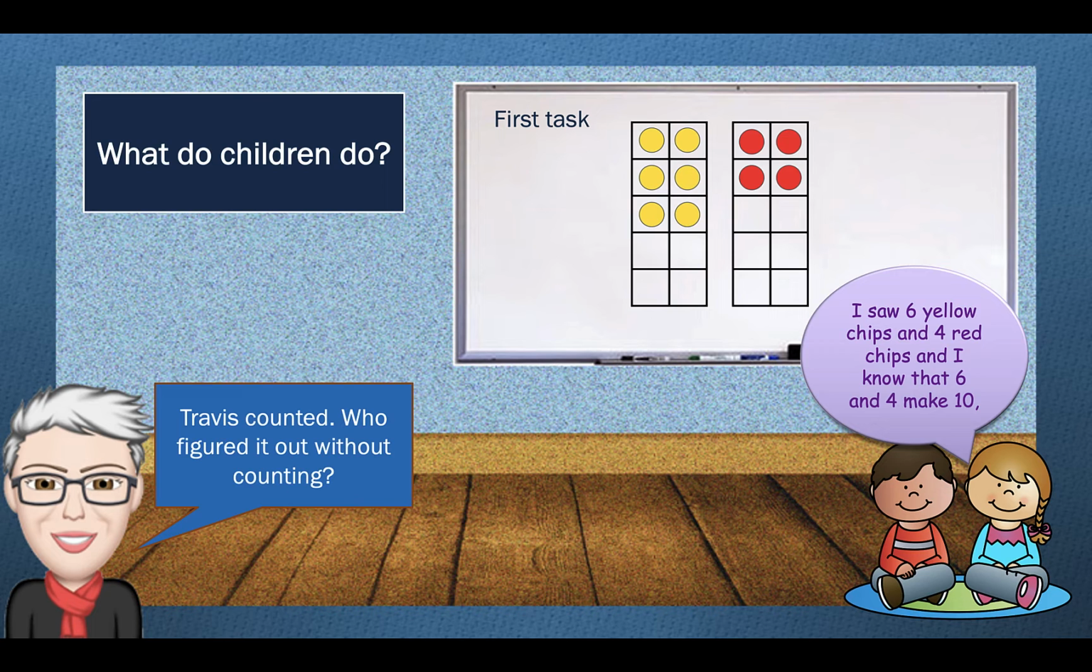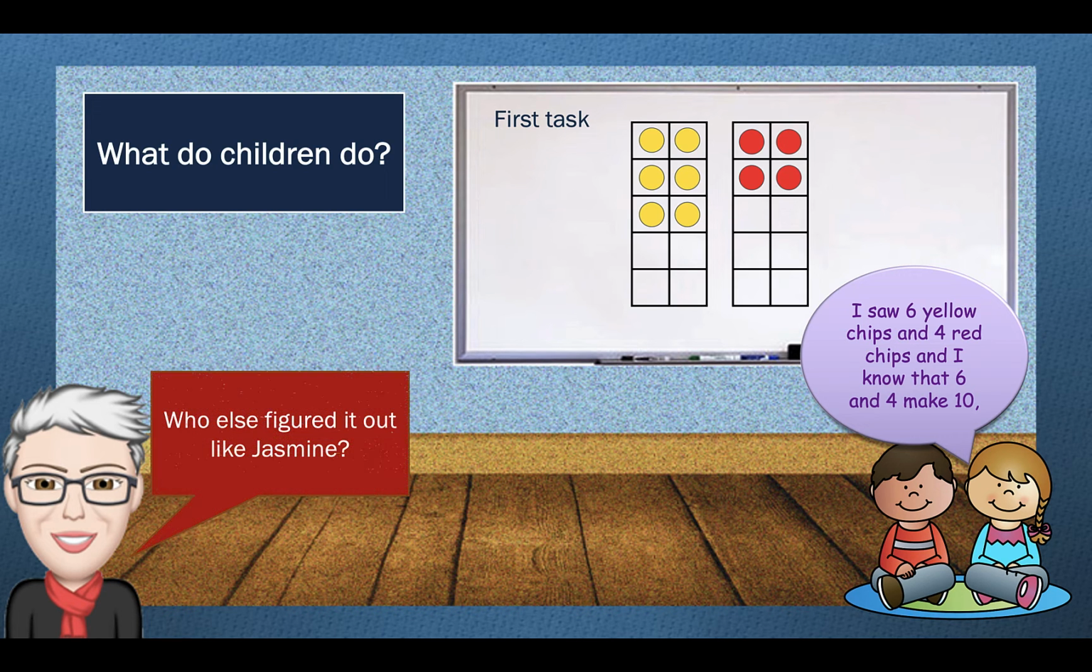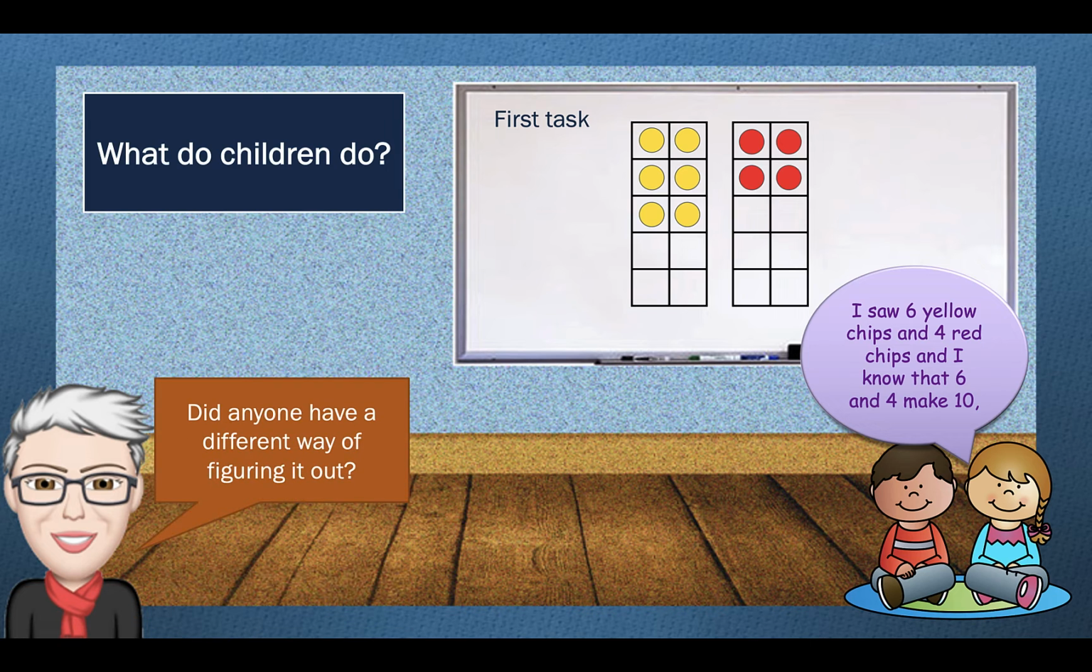In response to the teacher's question, "Who figured it out without counting?" Jasmine replied, "I saw 6 yellow chips and 4 red chips, and I know that 6 and 4 make 10." We would expect that a number of children might have figured it out just like Jasmine. In fact, the teacher might ask for a show of hands, "Who figured it out like Jasmine?" And then say, "Did anyone have a different way of figuring it out?"